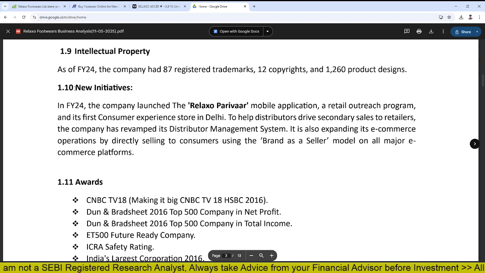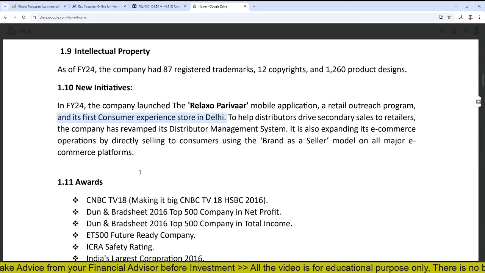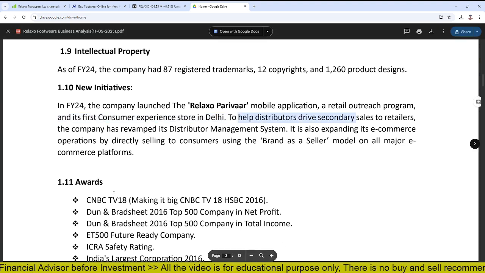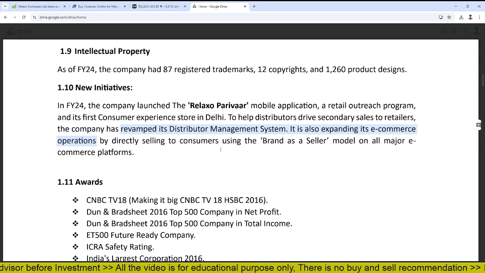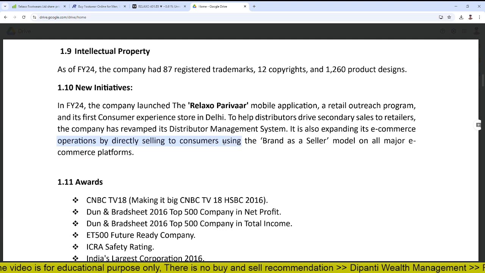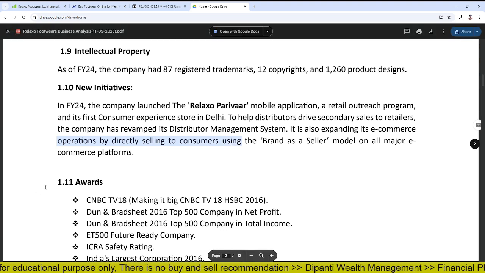If we are talking about new initiatives, then in FY24 the company launched the Relaxo Parivar mobile application, a retail outreach program, and its first consumer experience store in Delhi. To help distributors drive secondary sales to retailers, the company has revamped its distribution management system. It is also expanding its e-commerce operations by directly selling to consumers using the brand as seller model on all major e-commerce platforms.